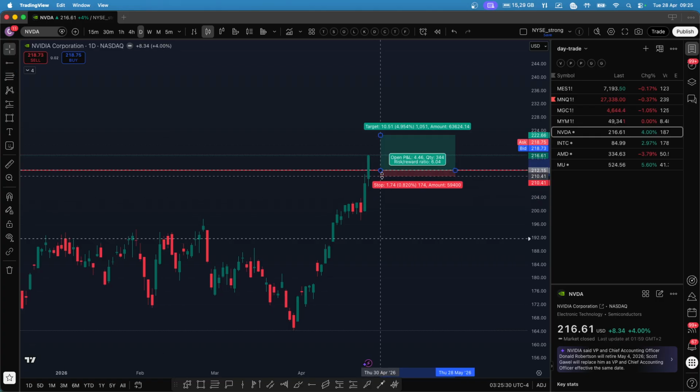So yeah, I would like to go long at 212.5, let's say, or 212.26, keeping a small stop loss, and would like to target at least 220.